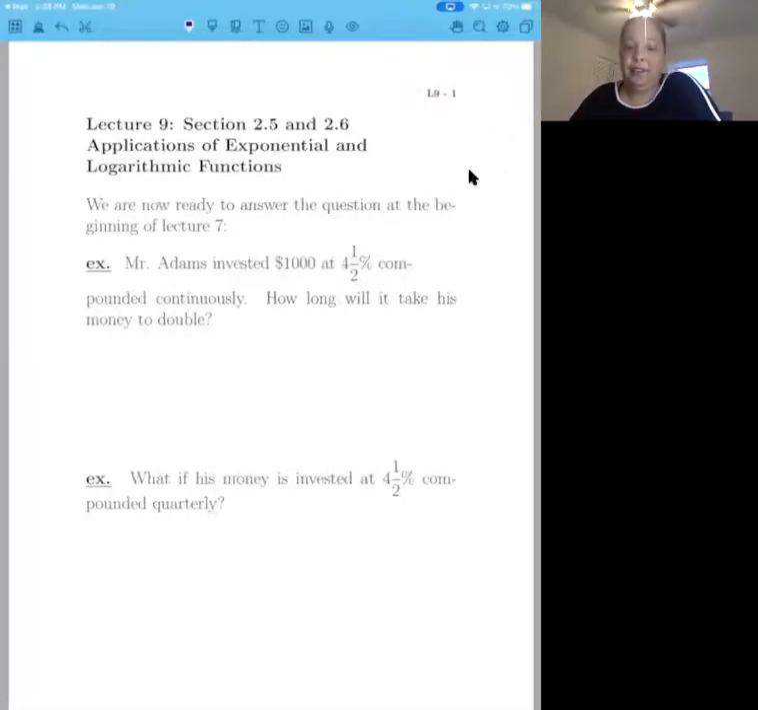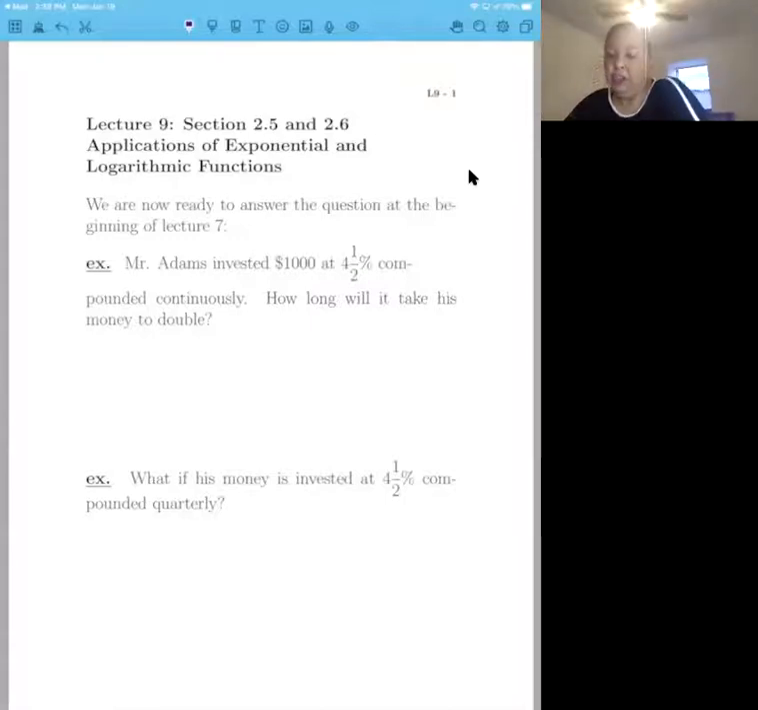Right, so this is lecture 9, and this is the applications of exponential and logarithmic functions. So we had a couple questions a couple lectures back, and it had to do with some of our interest questions, and we couldn't solve some of those equations because we did not have the inverse of an exponential function. But now that we do, we can solve those equations.